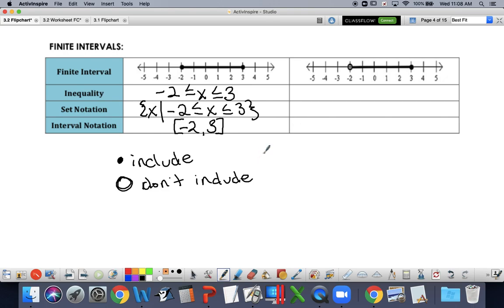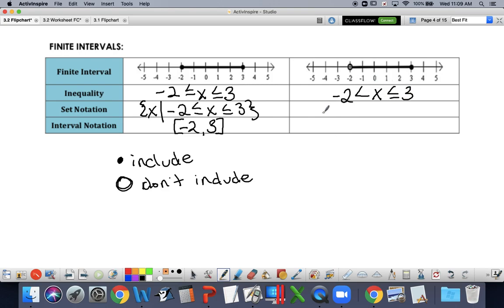I highly recommend you pause the video now and try this next one on your own before I fill it in. So this next one is pretty straightforward. It's very similar to what we did here. The only thing that I have that's different is I don't want to include -2. So when I write my inequality, I'm not going to put the equal to symbol in here. I'm just going to leave it as x is greater than -2 and less than or equal to +3.